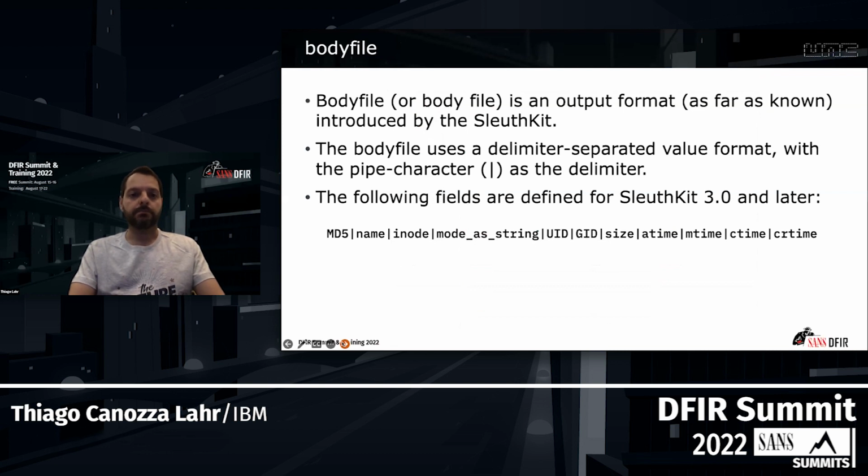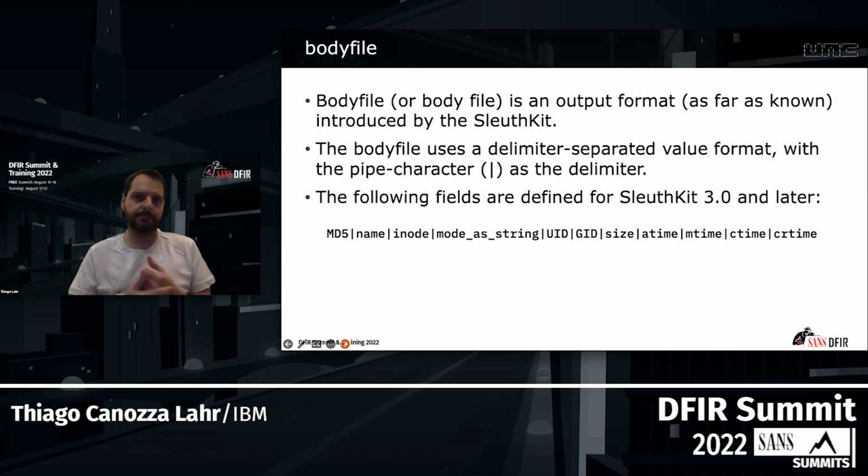Let's talk about timeline. But before that, let's talk about the body file. Timeline analysis is useful for a range of investigation types, and is often used to answer questions about when a computer was used, or what events occurred before or after a given event. I believe most of you are familiar with the body file format. It's basically a CSV file that uses the pipe character as the delimiter instead of the comma.